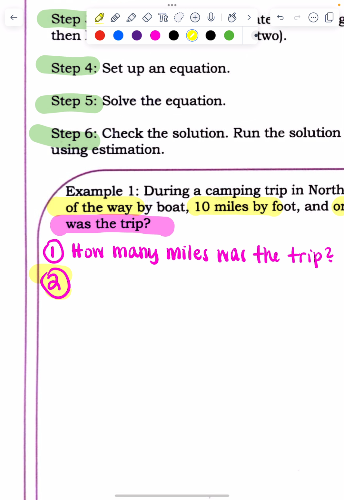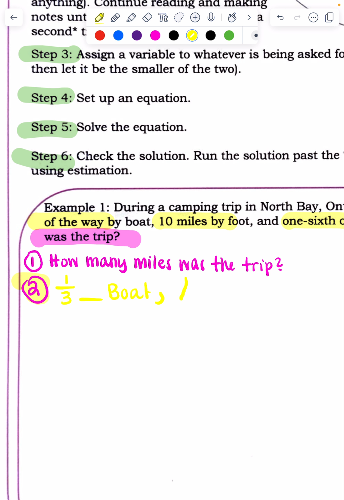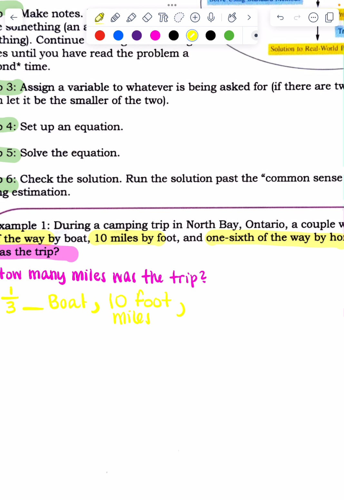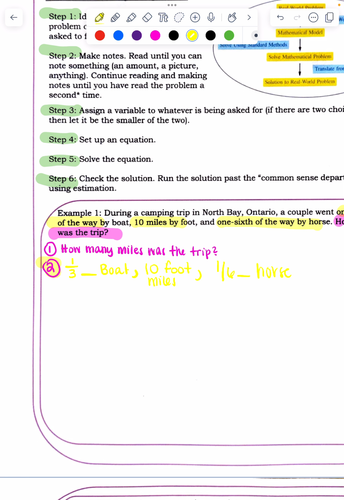Okay, so we have 1/3, and this is by boat, so 1/3 of the trip, and I'm just leaving it a blank because we'll talk about a variable in a little bit, but 1/3 by boat, we have 10 miles by foot. Let me just put miles down here. And then last but not least, we've got 1/6 of the trip that we have by horseback. Okay, so we've got our 3 numbers kind of explained to us right here.